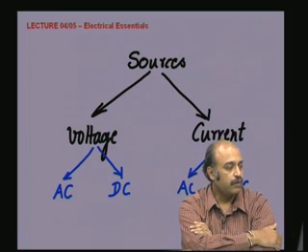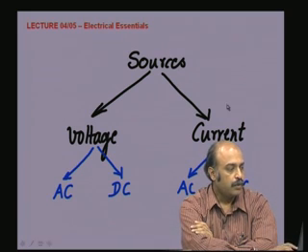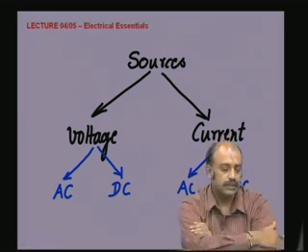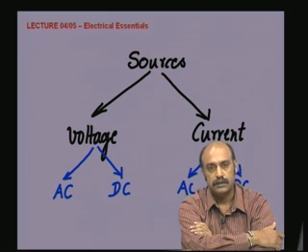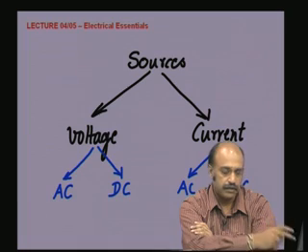So, in lectures 4 and 5, again electrical essentials, we are going to discuss sources. What are voltage sources, what are current sources, and in voltage and current sources, what is the AC source, what is the DC source, what is the characteristic feature of the sources, how do you characterize them. These are the topics that need to be covered, and that will be covered in lectures 4 and 5.